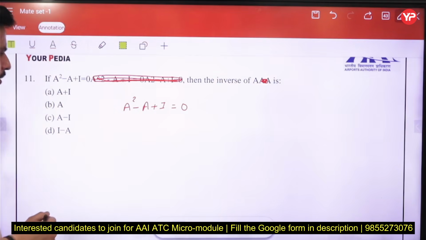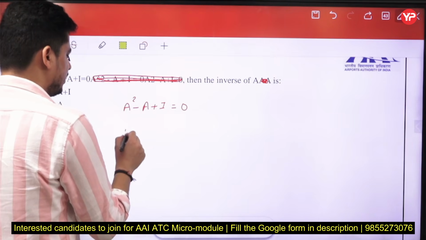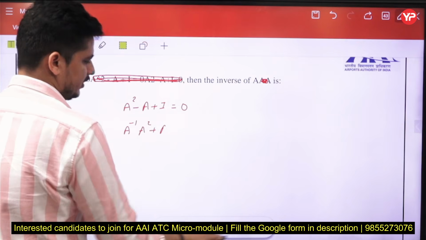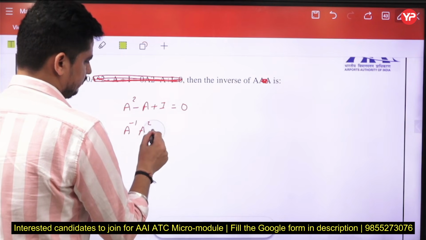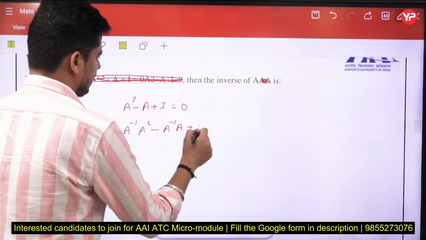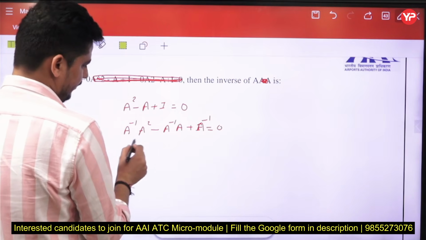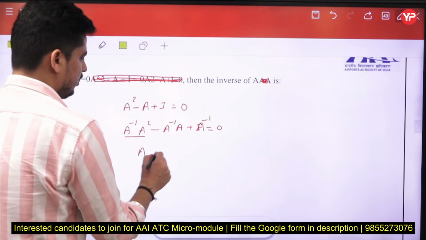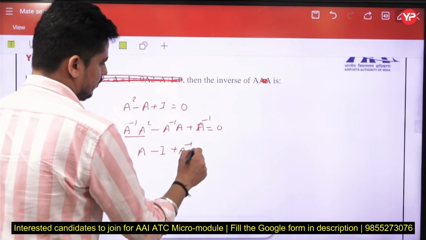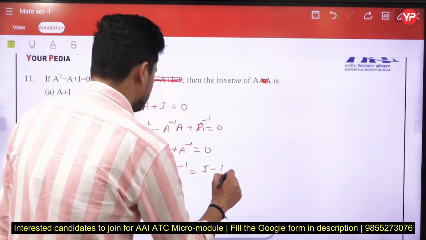To do this question, we have to multiply A inverse on both sides. So A inverse times A square, minus A inverse times A, plus I is also multiplied by A inverse, that becomes A inverse, equals 0. This quantity becomes A, this quantity becomes the identity matrix, and this quantity is A inverse equals 0. So from this equation we can say A inverse is I minus A.